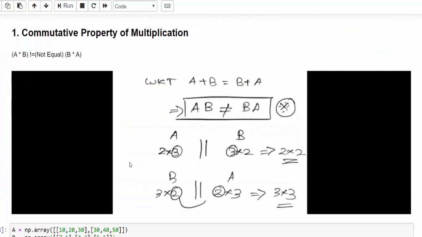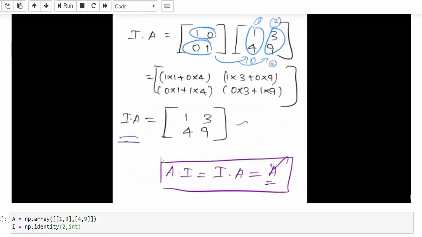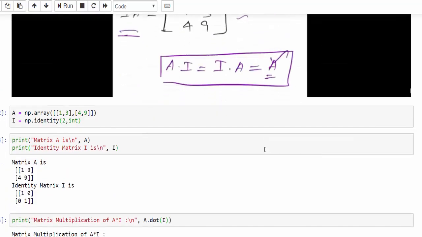Then we have two properties. Commutative property of multiplication, that is A star B is not equal to B star A. But when you multiply a matrix A with an identity matrix, you will get the same output, that is A dot I equal to I dot A.